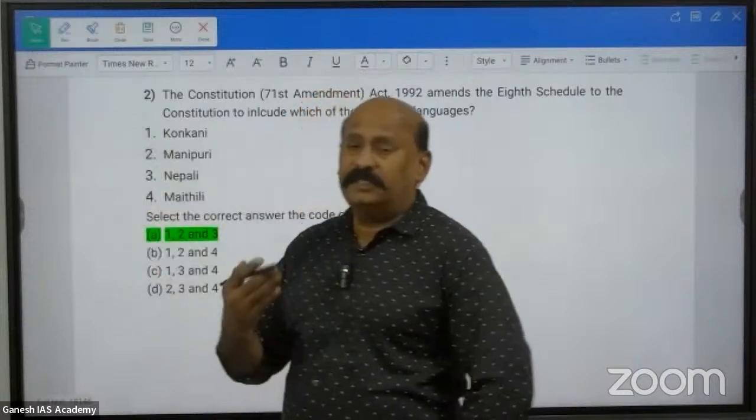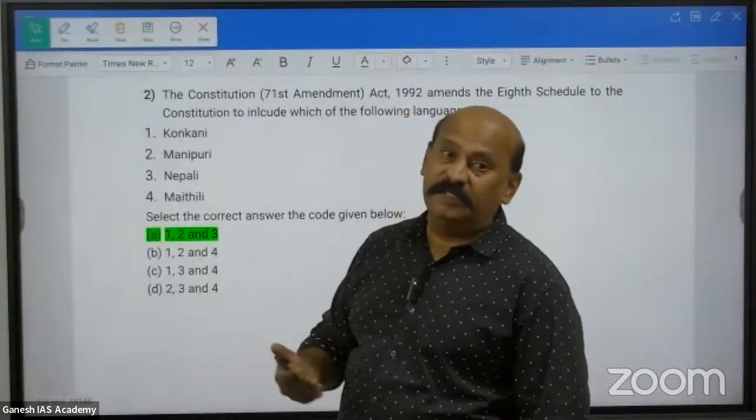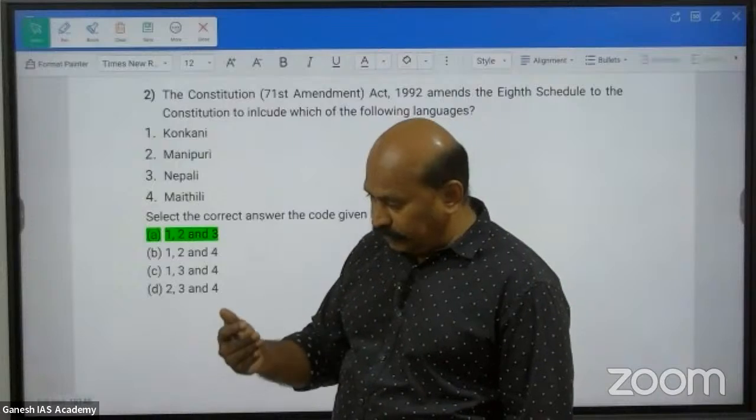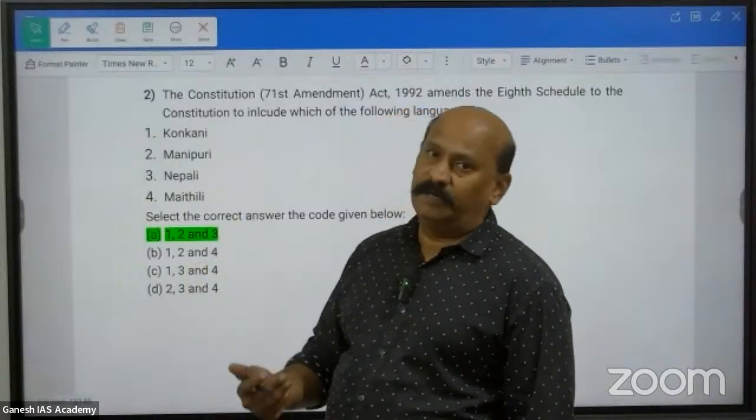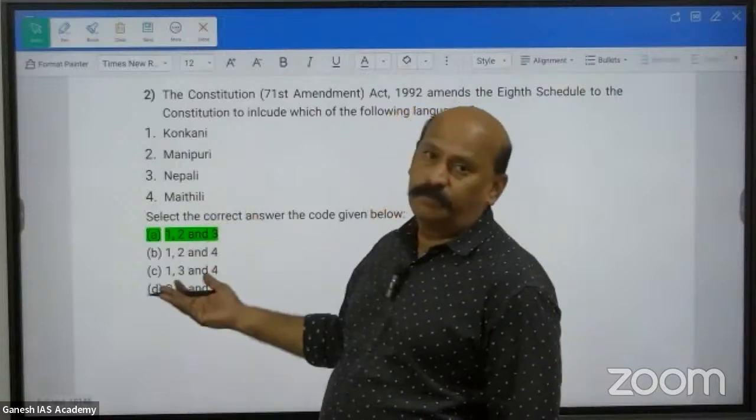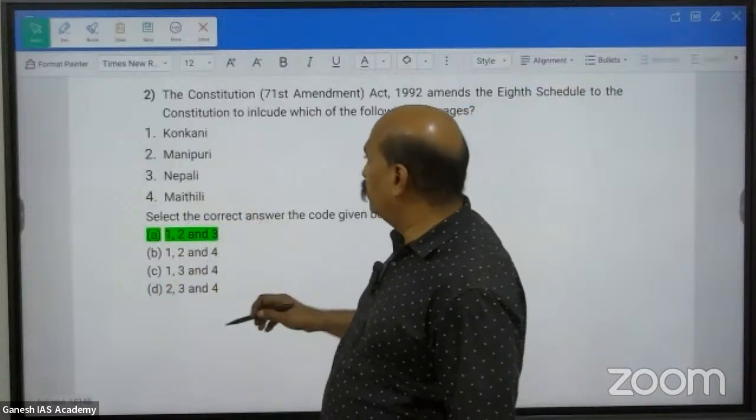This is the kind of behavior UPSC displays. Sometimes they ask current affairs that is one year before or one year after. They have the habit of asking this. This question is probably connected to last year's current affairs.